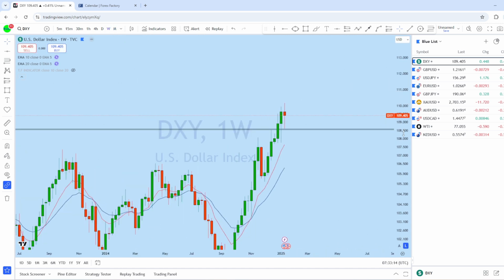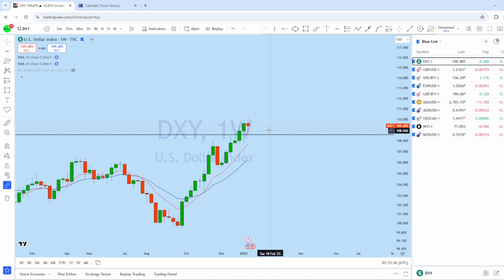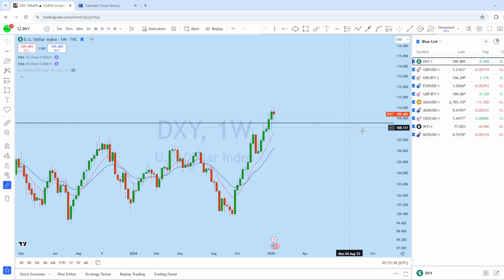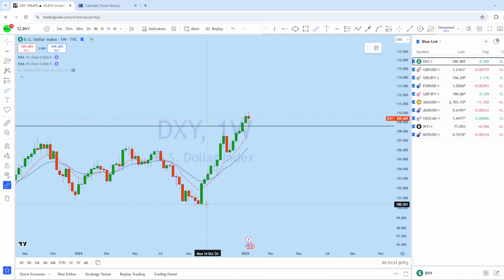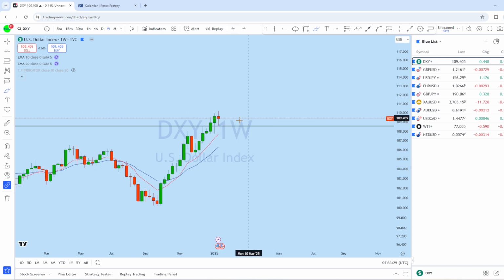Looking at the weekly perspective on DXY, we can see that this is also a bull market. Starting from here, there is a very strong impulse followed by a deeper correction. There is a weekly bullish engulfer followed by another correction.